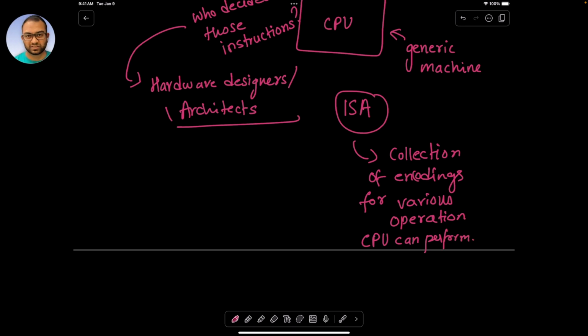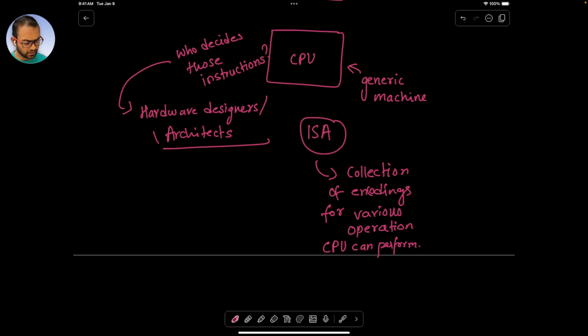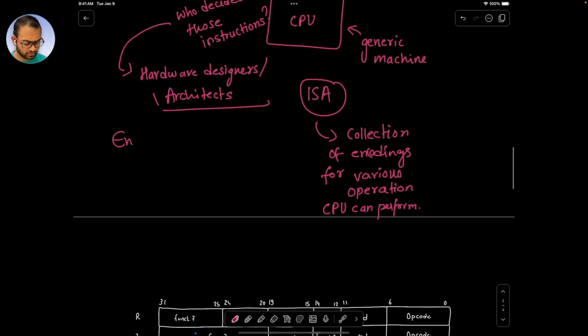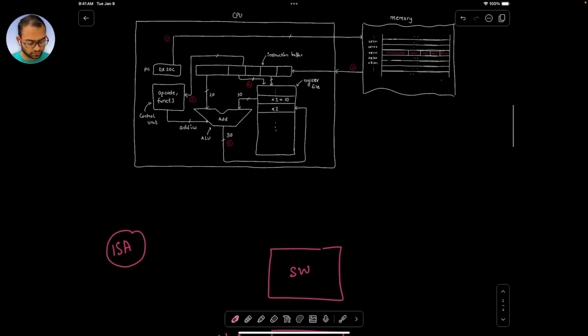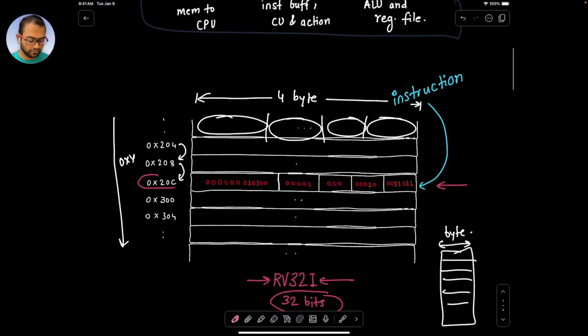So the instruction set architecture typically would give the encodings for instructions. What that then means is, if we took the memory region, the X20C that we have here, and if we lay out a bit pattern that complies with the specification in the RISC-V RV32I specification, the ISA specification, then this would be a valid instruction that the CPU can execute.